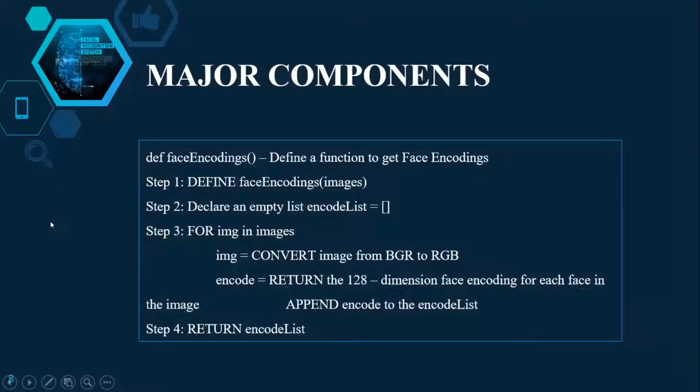Now let us see the major components of the model. First is to find the face encoding of each face. To find the face encoding, we define a function named face encoding, which takes the image as the parameter. Next, we declare an empty list named encode list. Then we convert the image from BGR to RGB. This is done to change the standard OpenCV color format, which is BGR, to RGB, which is the default format. Then we return the 128 dimension face encoding for each face. Then we append the encoding to the encode list, which we had declared before, and the function returns the encode list at the end of the execution, which is later used for comparison.